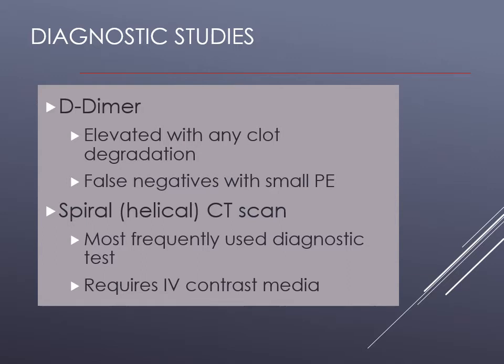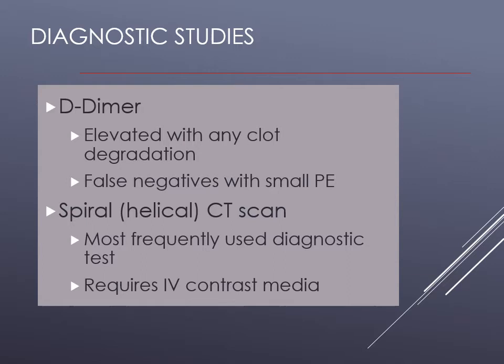Patients with suspected PE and an elevated D-dimer level but normal venous ultrasound may need a spiral CT or a lung scan. A spiral or a helical CT, also known as CT angiography or CTA, is the most frequently used test to diagnose PE. An IV injection of contrast media is required to view the pulmonary blood vessels.